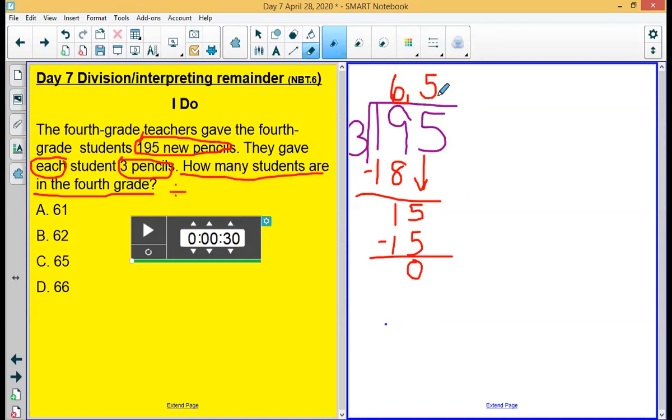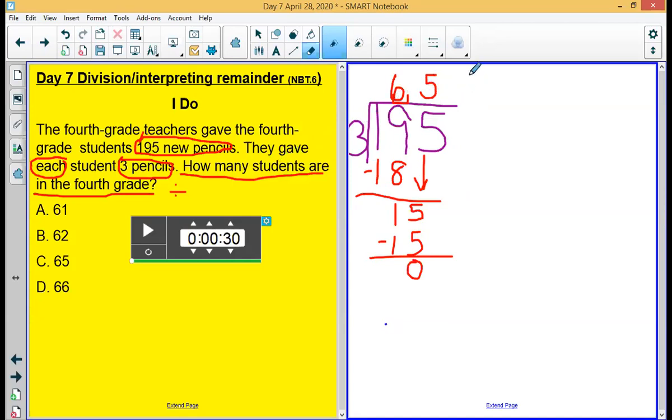So my answer is 65. Go back over to my big question. How many students are there in the fourth grade? Well, let's recap. I had 195 pencils. Gave out 3 pencils to every student. So that means that there were 65 students.